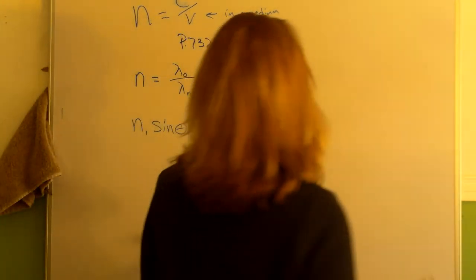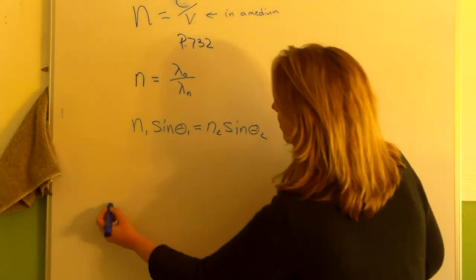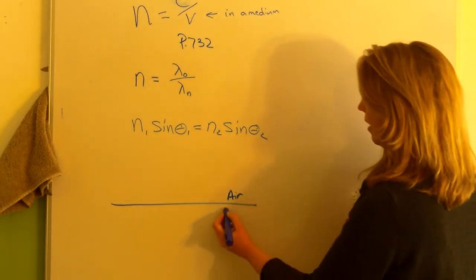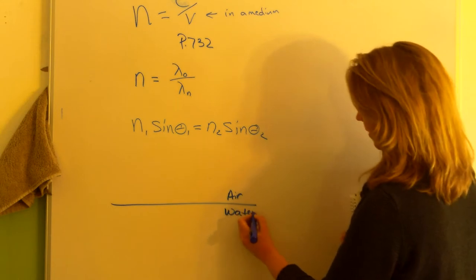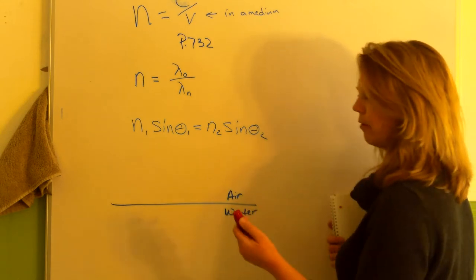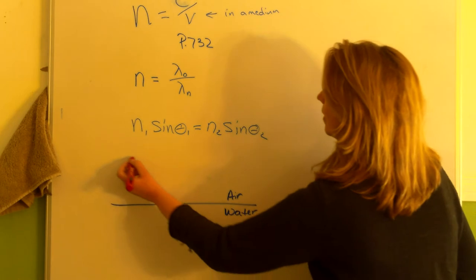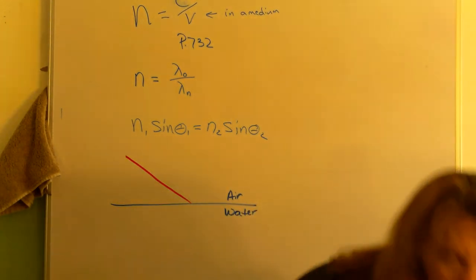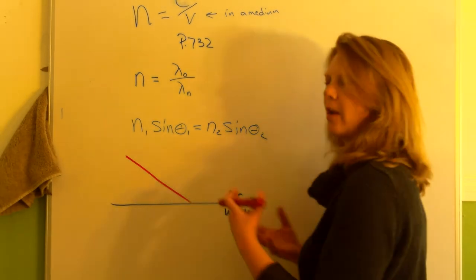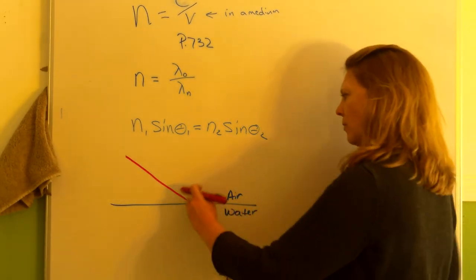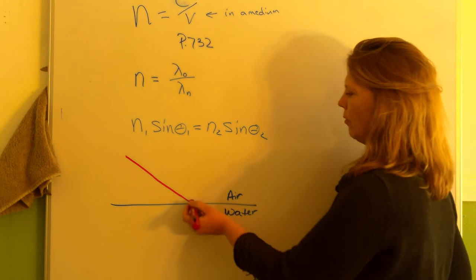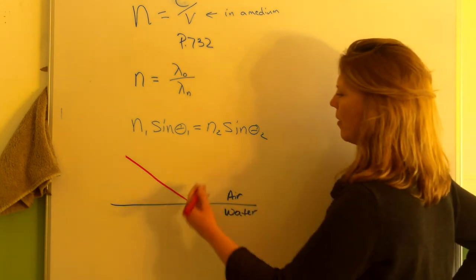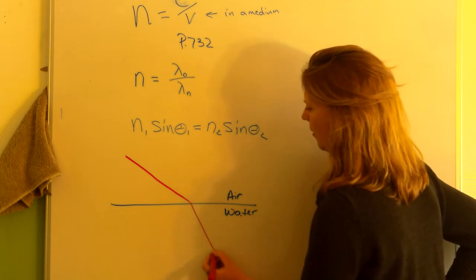Now what this is, let's say we have air, for example, and water. And let's say we have a ray of light that comes, and when it hits the water, actually the ray kind of splits, and part of it bounces off and reflects off, and so it would follow the law of reflection. But we're not going to worry about that one right now. We're going to worry about the part that goes into the water.